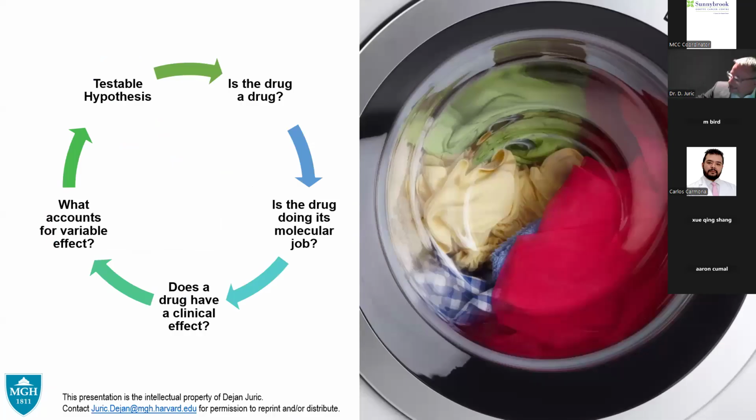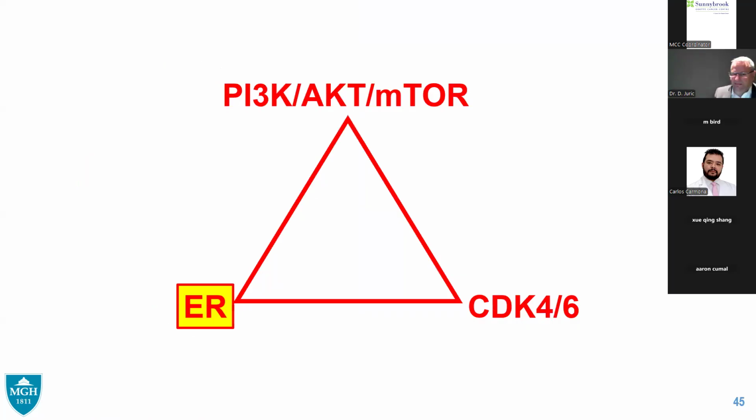But we kind of have to keep going. As you have seen, the theme of my stories, we're kind of constantly trying to understand, can we get a better drug? Is this drug doing a better molecular job than what we have? Does it have a better clinical effect? What accounts for that variability? And then you keep iteratively fine-tuning your approach, and you need better and better agents that hit those components of the triangle. You need to combine them in better ways.